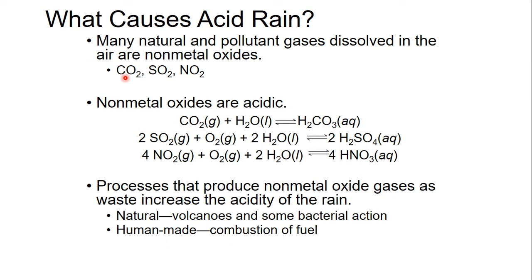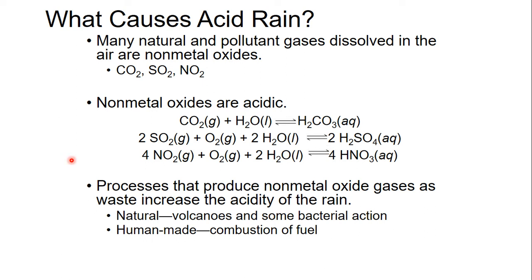This CO2, SO2, NO2, these are non-metal oxides. And these non-metal oxides are actually acidic. So what will happen is that these are actually conjugate bases. CO2 can make H2CO3, SO2 can make H2SO4, NO2 can make HNO3. And what you get is that these gases increase the acidity of rain through these reactions.